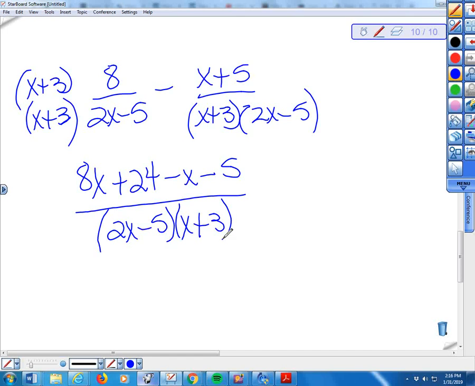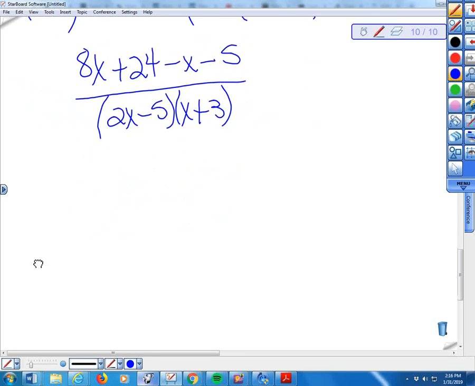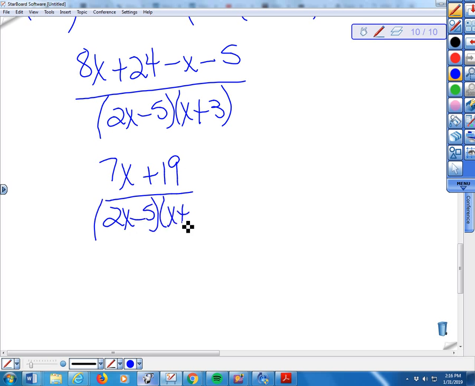Okay, now let's simplify the top. I have 7x and plus 19. You can't simplify that anymore. The fun ones happen when you actually get something here that you can then simplify, and it just reduces even further. This is what I call fun.